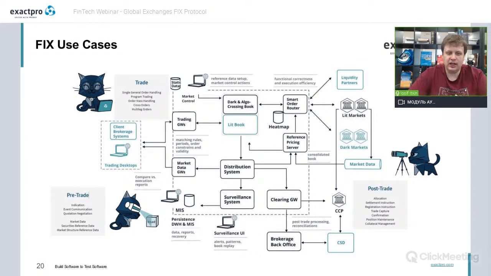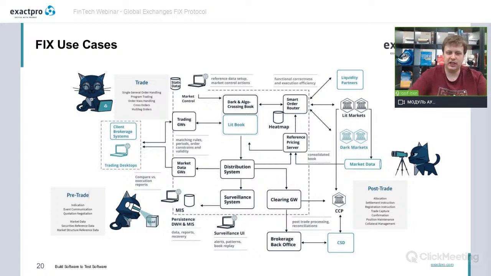So if we look at the slide, we have pre-trade, receiving market data from the system. Not all exchanges, I would say most exchanges are not using fixed or fast protocols for market data, but there are some that do. Then it is this one in the lower left corner. We receive market data from market data gateways.